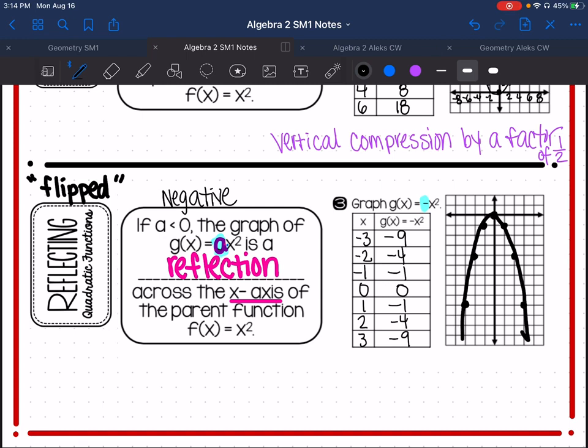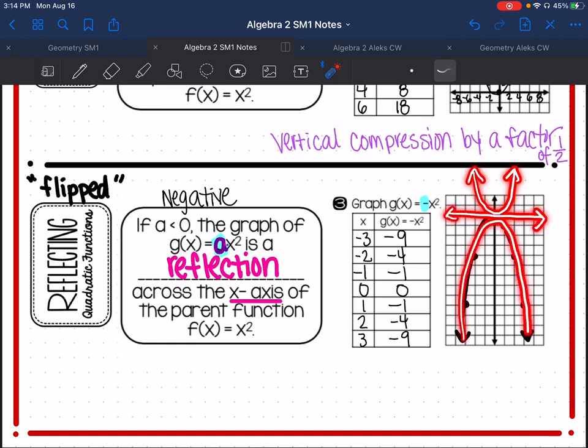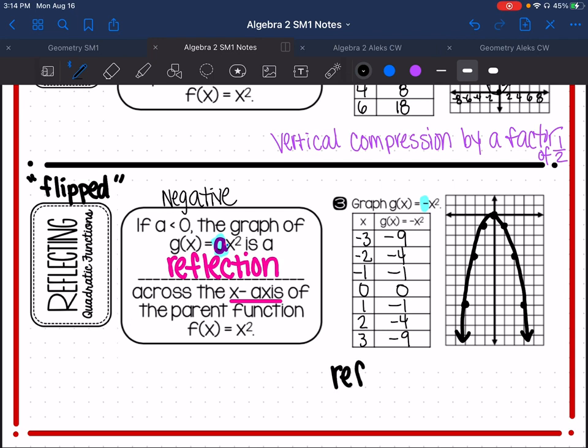Take a look at what my graph did. If you go back and look at the first foldable and you look at the parent function, remember the parent function is just like this. Basically, I've taken this letter U and I flipped it over the x-axis and created an upside down letter U. I would describe this as a reflection across, and sometimes we use the word over, the x-axis.